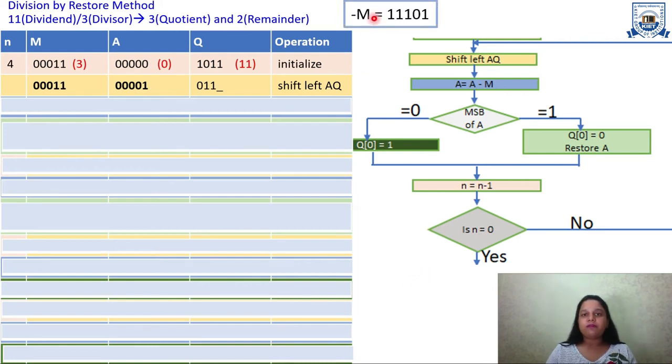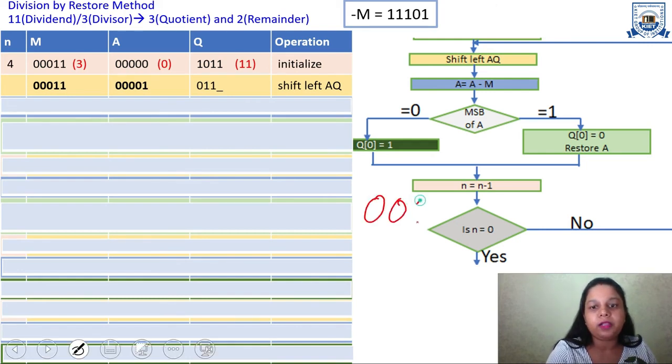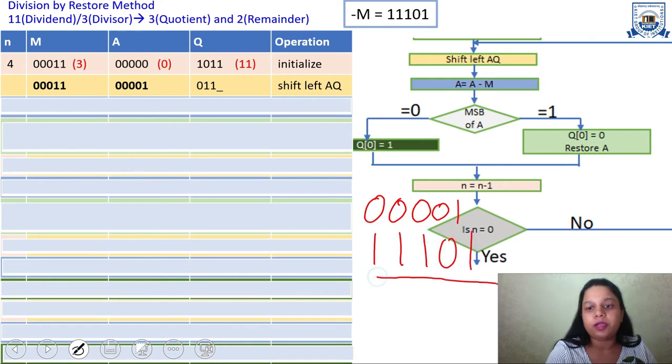So I am saving the value of minus m over here because we need to use this. So let's add a with minus m. The value of a is 0000, 4 times 0 and 1, and minus m is 11101. So let's add this.